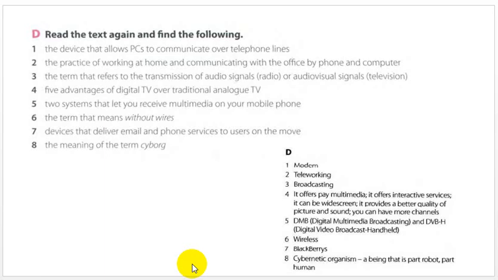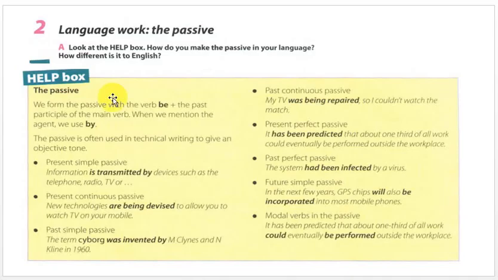The meaning of the term cybernetic organism, a being that is part robot, part human. Okay, and let's go and see the passive language work. The passive, look at the help box. How do you make the passive in your language? How different is it from English?